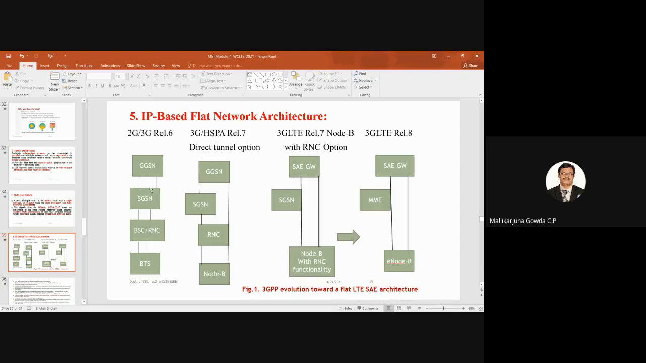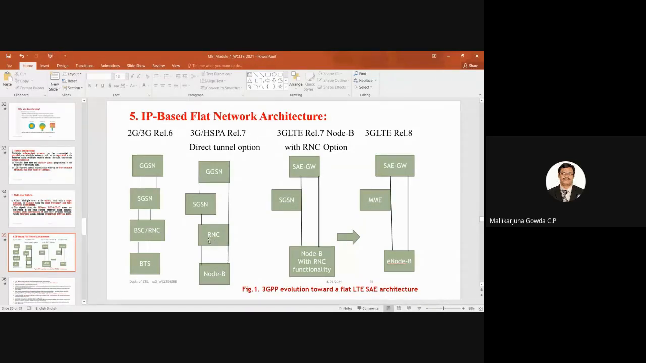So what happened in release 7? In release 7 also we have four network elements. But what is the change here? The functionalities of the base station controller and BTS are clubbed, and that one is called node B.